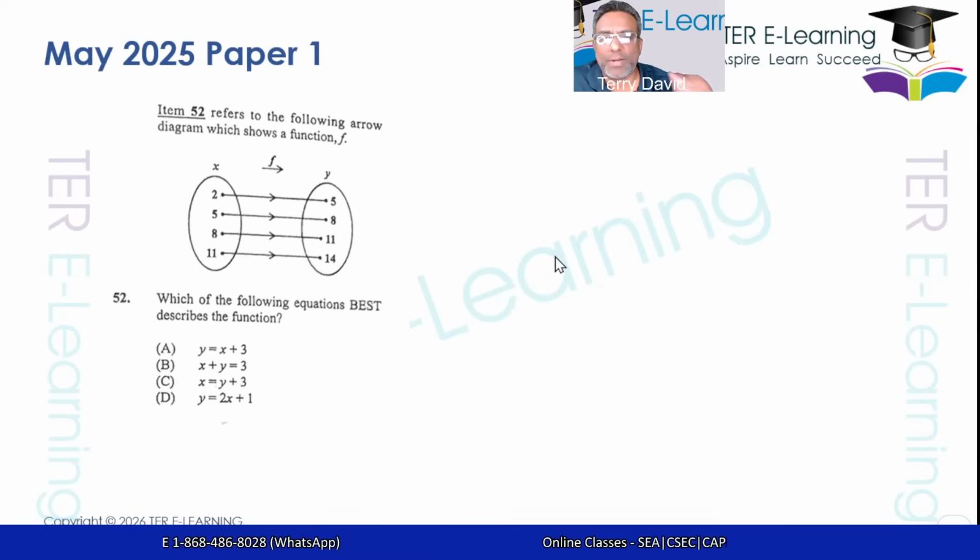All right, so we have a mapping diagram here, and you want to know which one best represents the function. So if you look carefully here, we go from 2 to 5. That's adding 3. We add in 3 here. So the answer is 8, right?